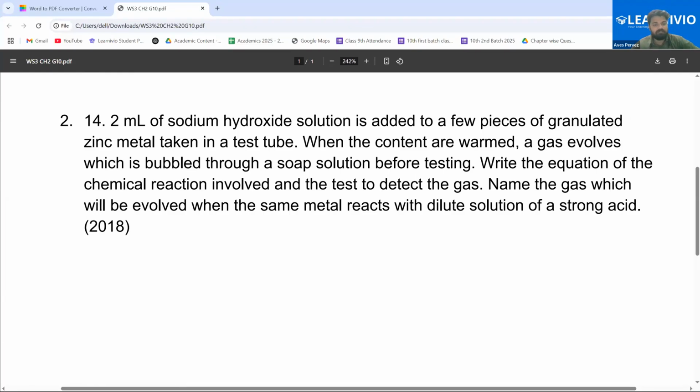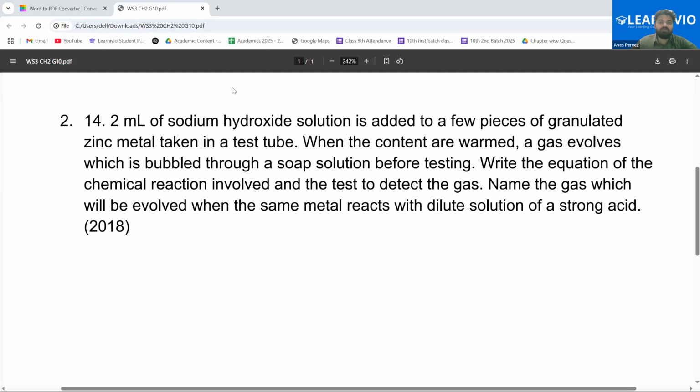Okay. The question says that if 4.2 ml of sodium hydroxide reacts with zinc granules, when the content is warm, a gas is evolved. What is the chemical equation, and how do you detect the gas? It will produce a pop sound because it is hydrogen gas. Name the gas which is evolved when the same metal reacts with a dilute solution of a strong acid.